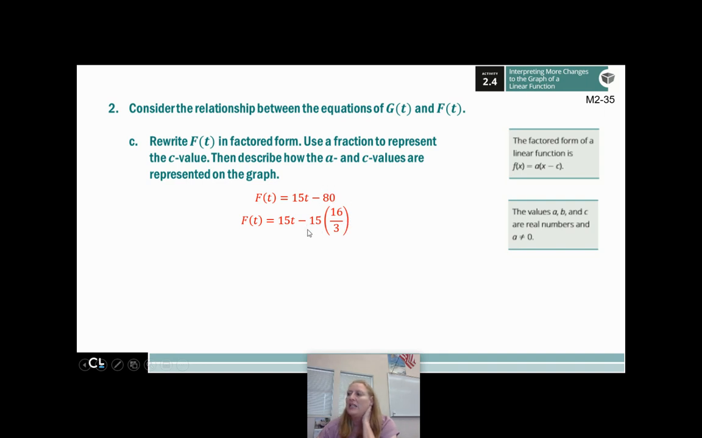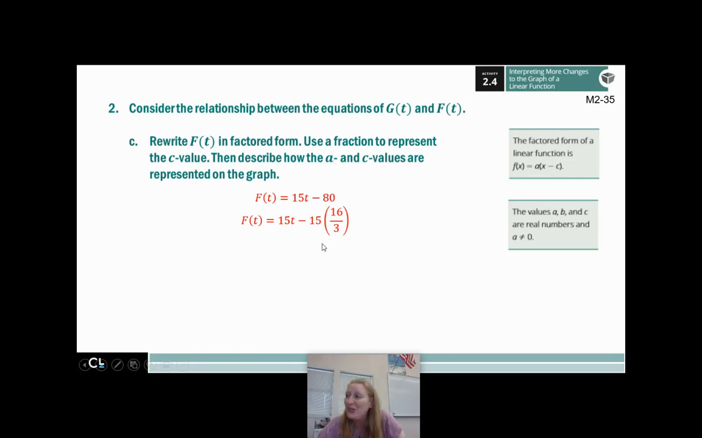When I did 80 divided by 15, I got 5.3333333 going forever, and I realized that that was 5 1/3, also known as 16/3. So I had to do a little bit of work there to get that fraction, but I did get it. We got there. It's fine. So I can rewrite this as 15 times t, and I can rewrite negative 80 as negative 15 times 16/3, which allows me to factor out the 15.